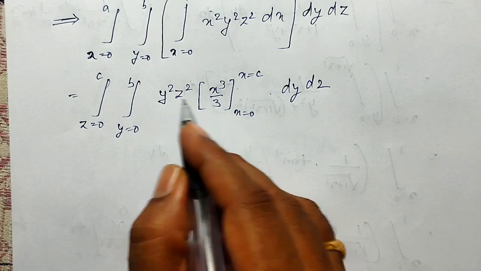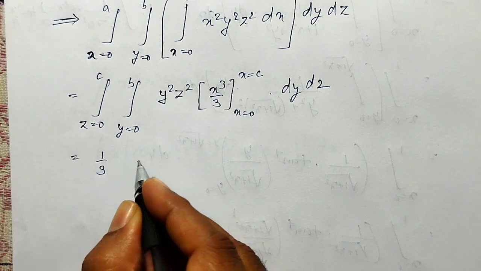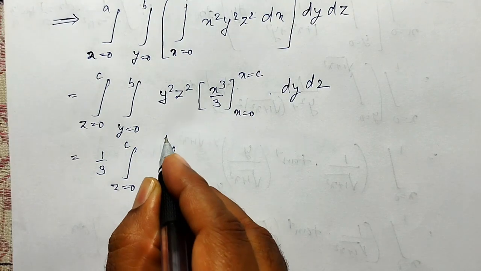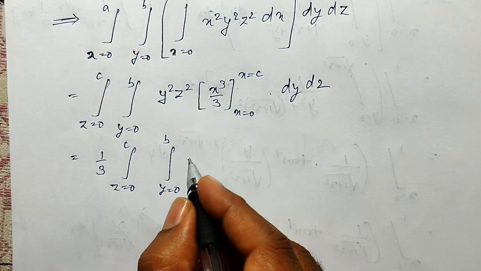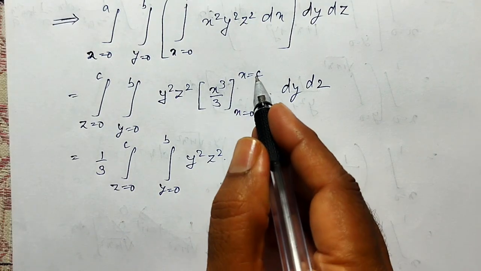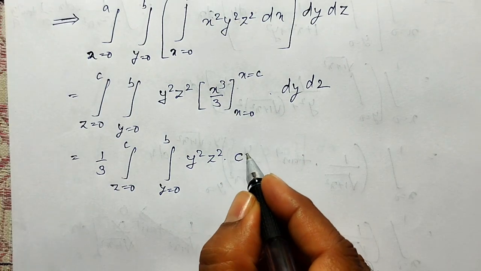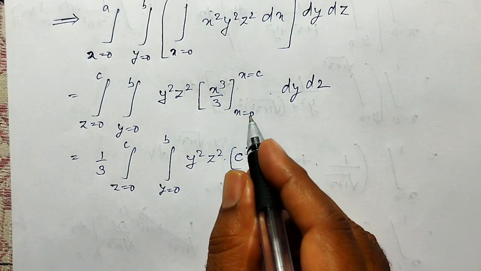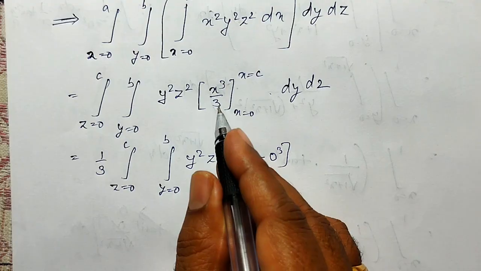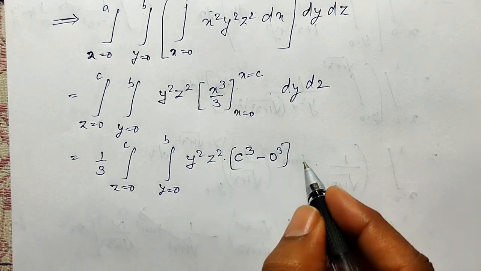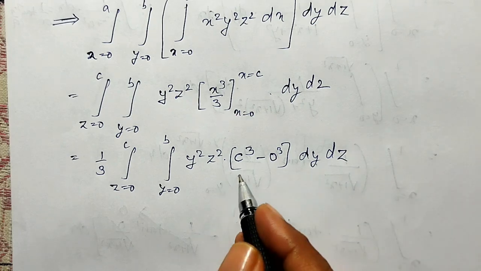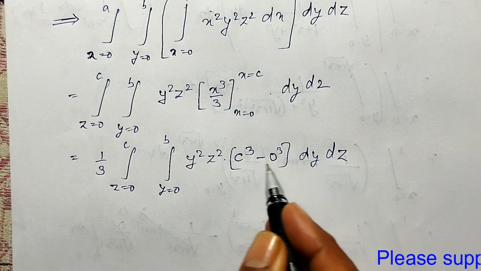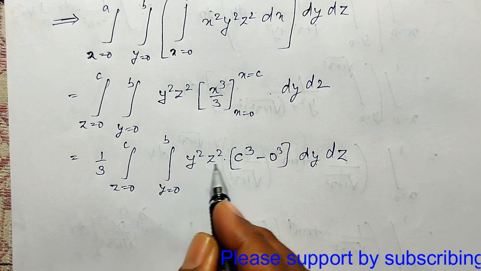Here 1 by 3 is constant. I can write it outside, 1 by 3 times integration from z equal to 0 to c, and integration from y equal to 0 to b, and here y square z square into upper limit, x is replaced by c. Therefore it becomes c cube minus the lower limit, x replaced by 0 cube, and this 1 by 3 is taken already outside, into dy dz. Now this c cube is also constant, it is independent of x, y, z. I can write it outside, and then I can integrate with respect to y.